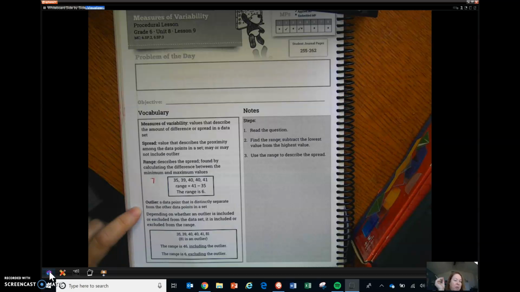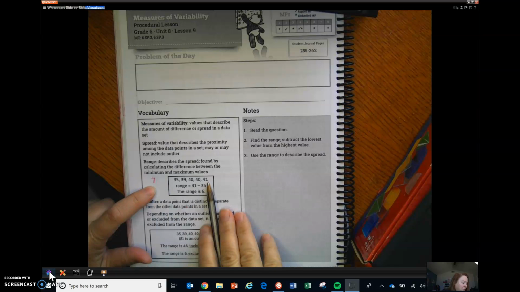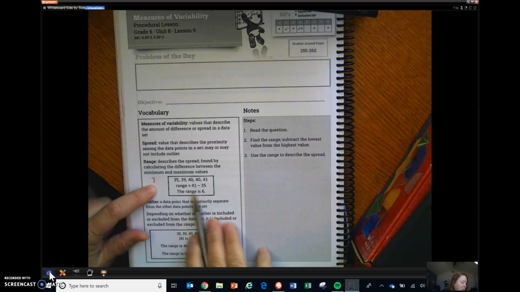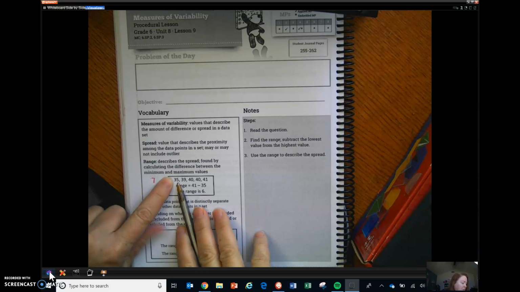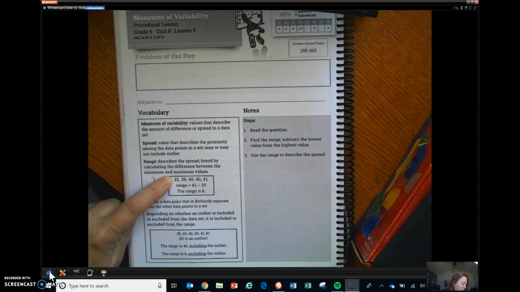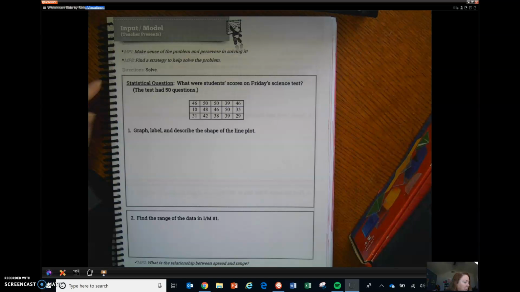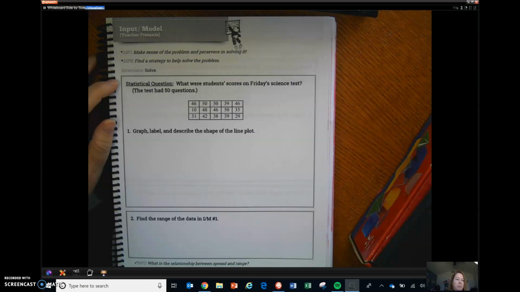So sometimes you include the outlier and sometimes you exclude the outlier. For 6th grade math, we're going to do it both ways each time. If you're going to include the outlier, you would subtract 7 from 41. And if you were to exclude it, you would subtract 35 from 41. It's that easy.